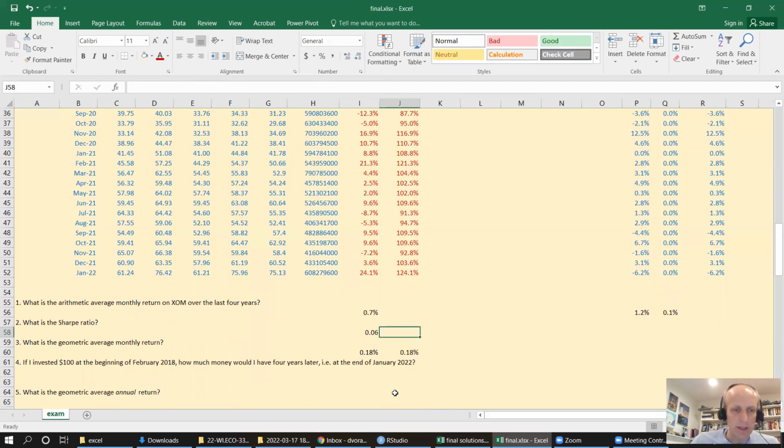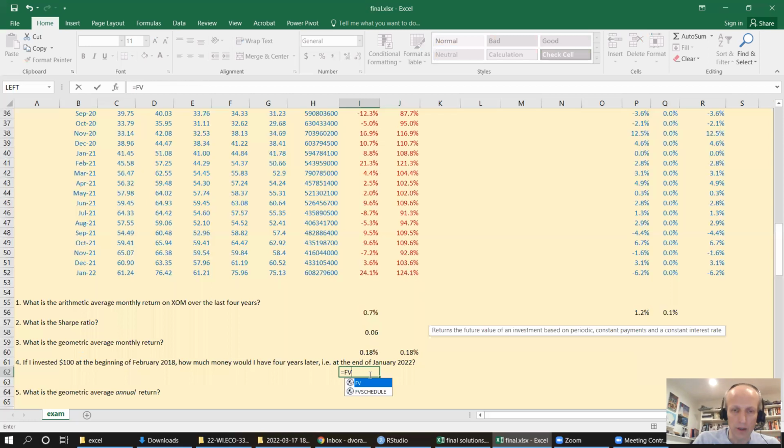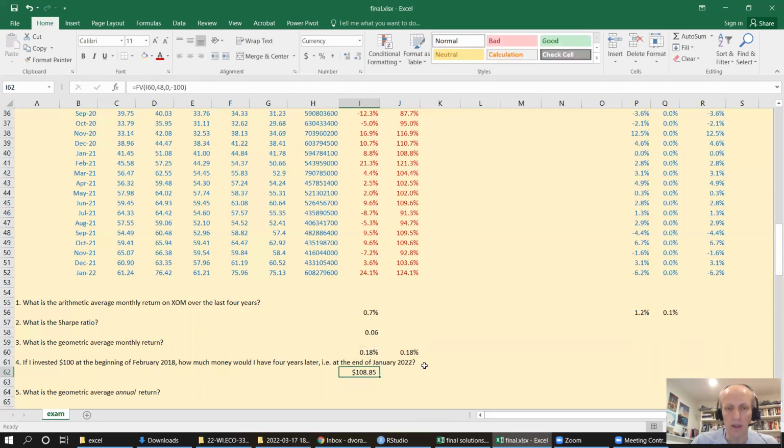Fantastic. If I invested $100 at the beginning of February, how much money would I have at the end of January? Again, we could do this a number of ways. We could use the future value function. Money grows at the geometric average rate for 48 periods. So there's no payment. We invest $100, and by the end, we would have $108.85.